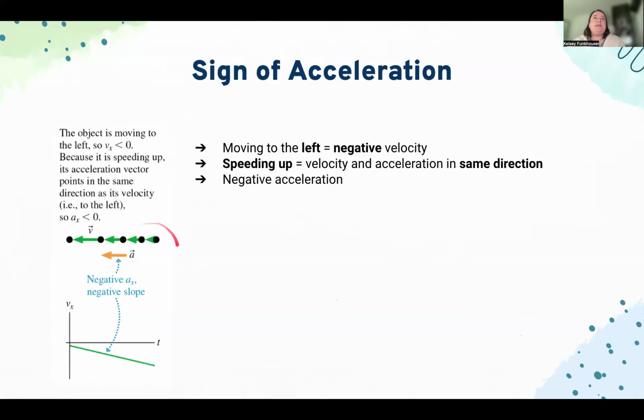And then in this last example, we have our object moving to the left, so velocity is negative. This time it's speeding up. So when an object is speeding up, the velocity and acceleration are in the same direction. So acceleration is also negative because it's pointing in the same direction as velocity, and velocity is negative. And then looking at our graph, it is below the 0 line because the velocity is negative and the slope is negative, which makes sense because the acceleration is.